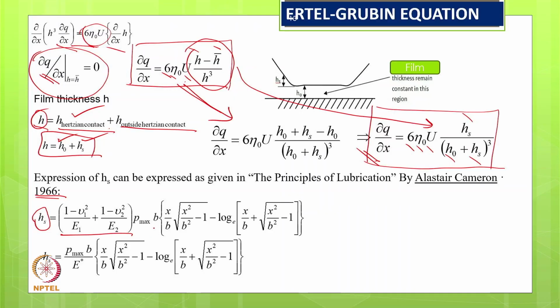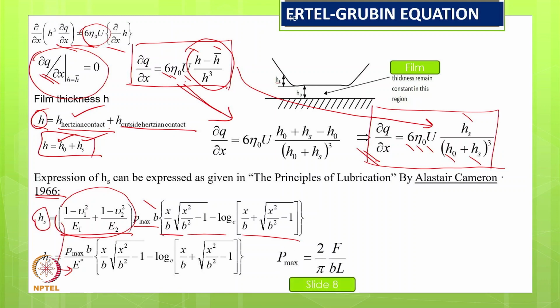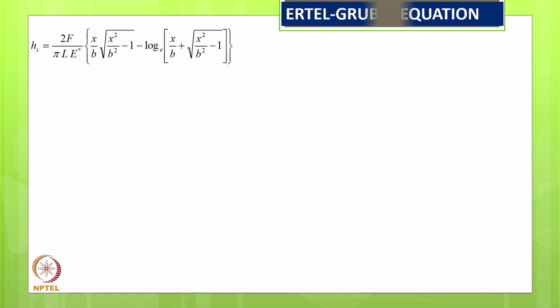The effective Young's modulus into P max into b. b is the same Hertzian contact width, 50% of the Hertzian contact width, and some expression along with that. And then this complete term has been given as an equivalent modulus. That's why it's been given in this form. If we further simplify by substituting the value of P max, because we already know that for the long bearing approximation P max is equal to 2f divided by pi bL. That we already derived in slide 8, and then we can substitute these values over here. By substituting, we get this result.